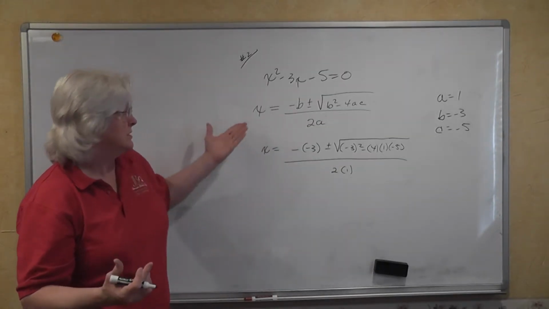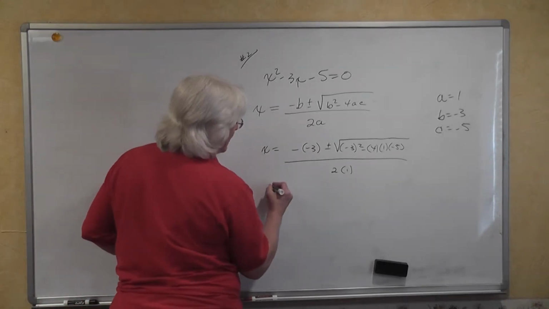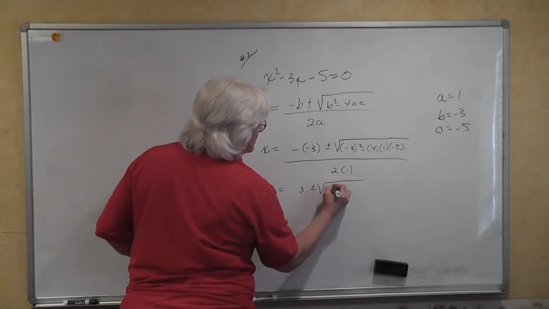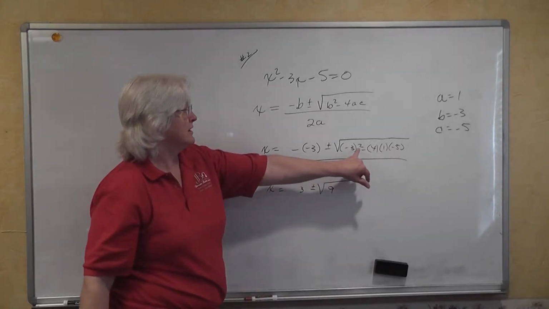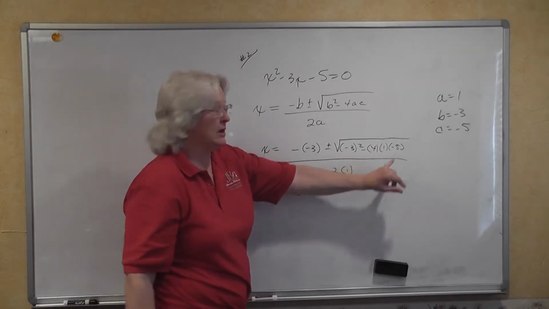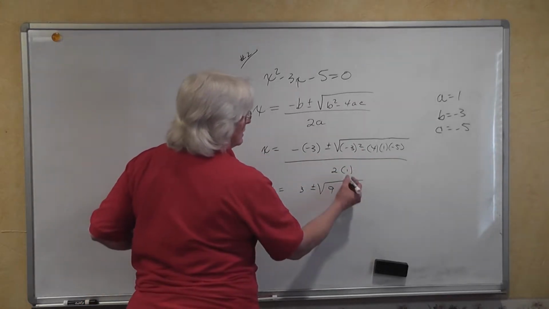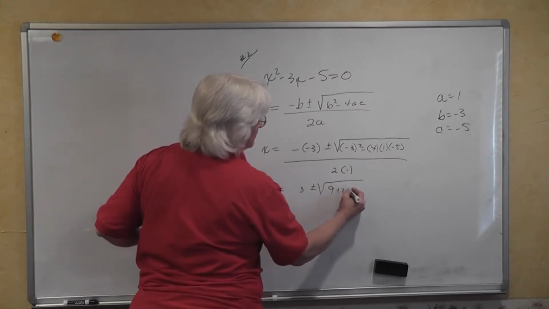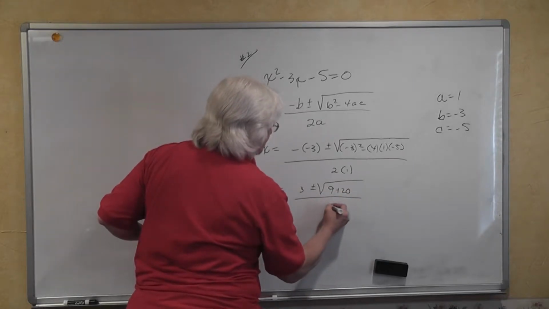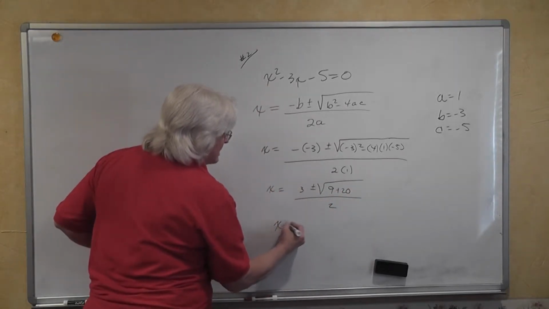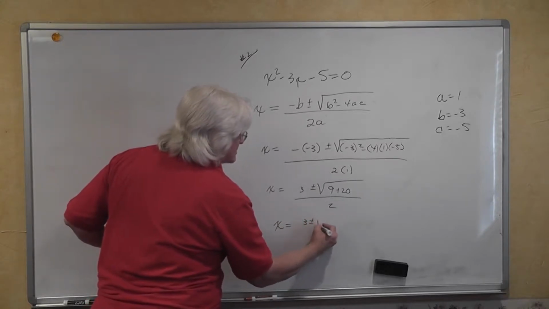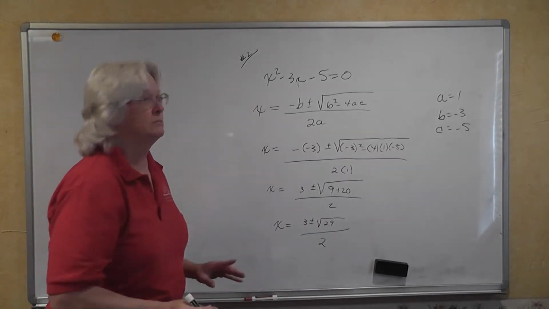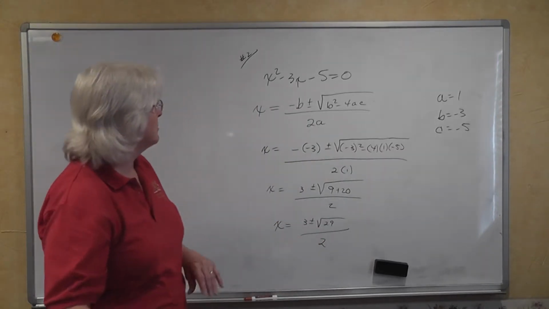What do you do now? Simply complete your algebra. You have x is equal to 3 plus or minus the square root of 9. Right here we have minus a negative, so it's plus 9 plus 20. All of this divided by 2. x is equal to 3 plus or minus the square root of 29 divided by 2. And that's all that there is to solving this problem.